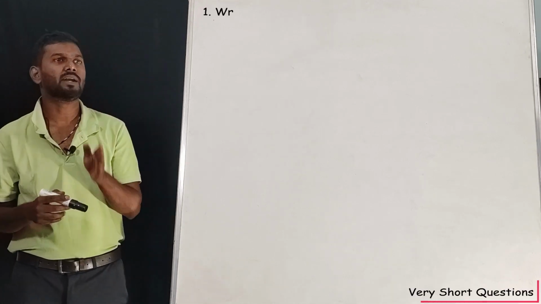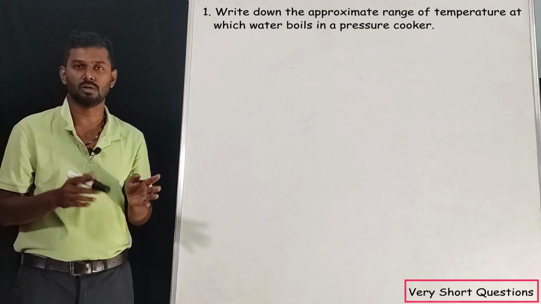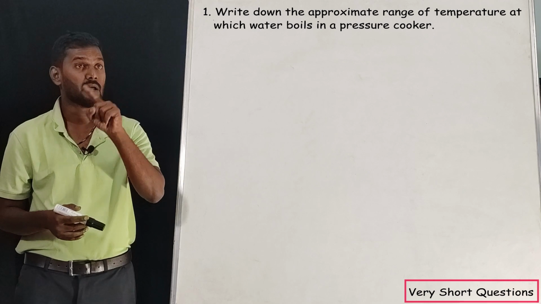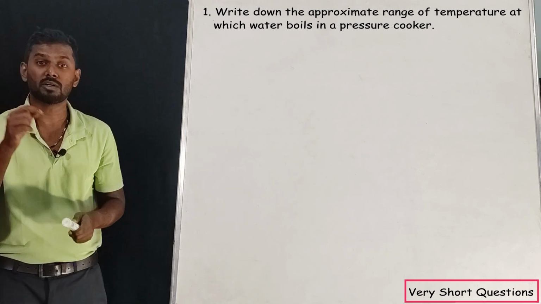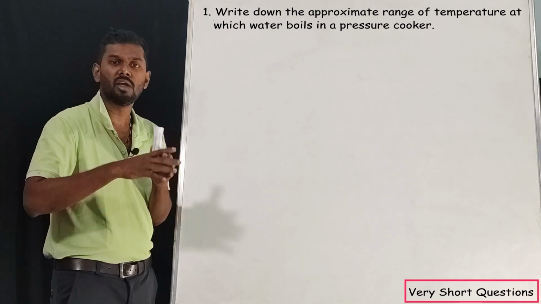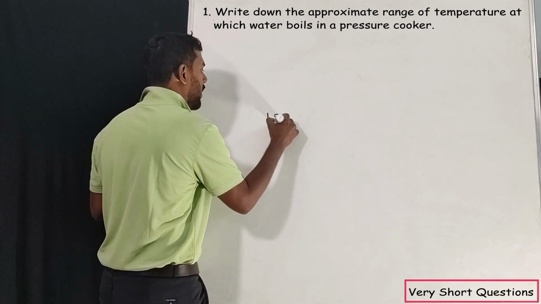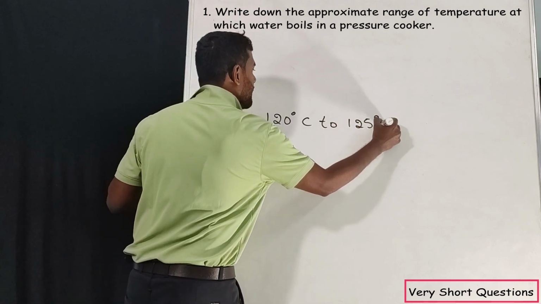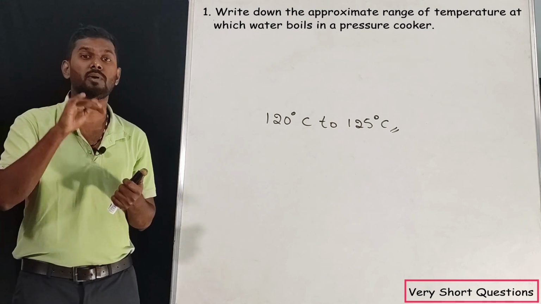Our first question: write down the approximate range of temperature at which water boils in a pressure cooker. We know the boiling point of water is 100 degrees Celsius, but that is not what they are asking. They are asking at what temperature the water boils in a pressure cooker. In a pressure cooker, we know the pressure will be huge. That's why the temperature of boiling water will be 120 degrees Celsius to 125 degrees Celsius. So this is the temperature at which water boils in a pressure cooker.